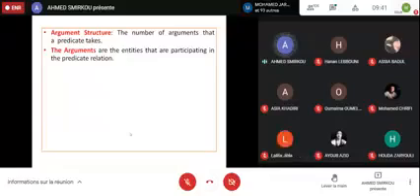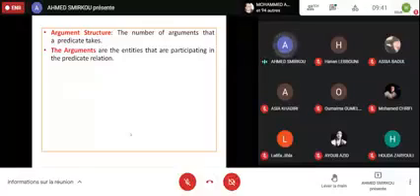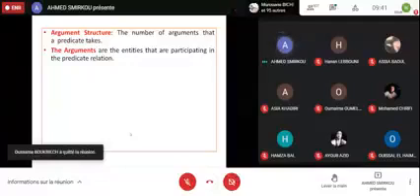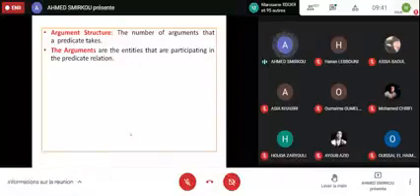We'll see examples. The arguments are the entities that are participating in the predicate relation. So the arguments, the complements including the subject, participate in the predicate relation, as we will see.